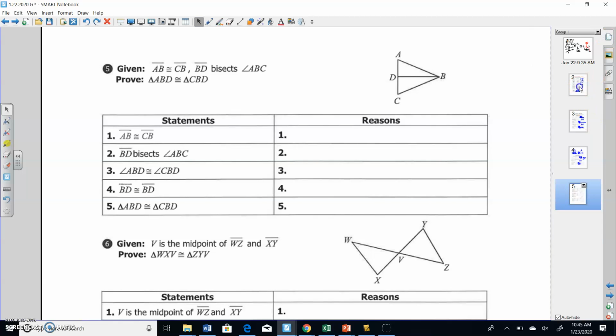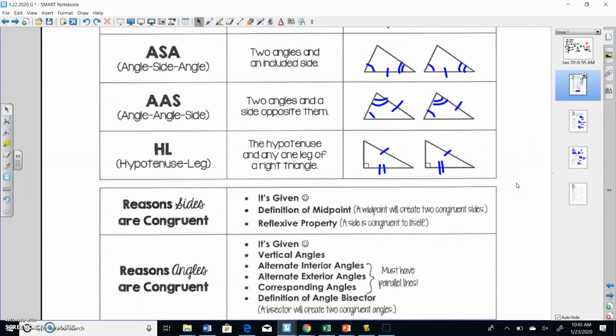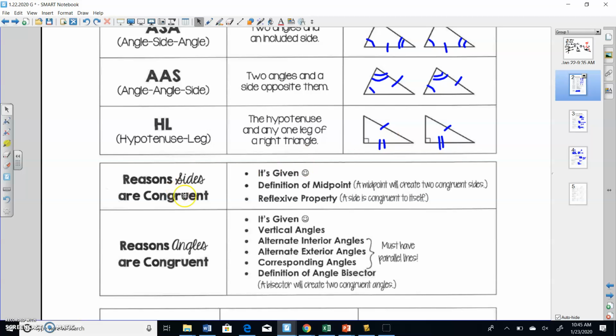And on the front, let's review reasons that sides are congruent. Right now, we can only use these 3 reasons for sides to be congruent. And then for angles to be congruent, we have a few extras. The middle 3 are if we have parallel lines. We have to have parallel lines in order to use any of those 3. And then we have vertical, or it's given, or we have an angle bisector.